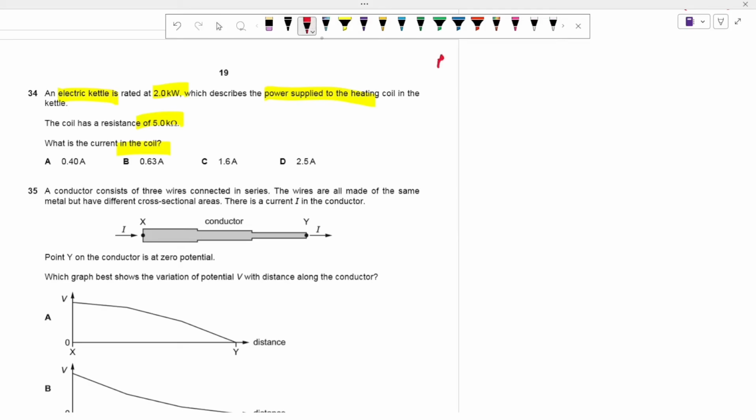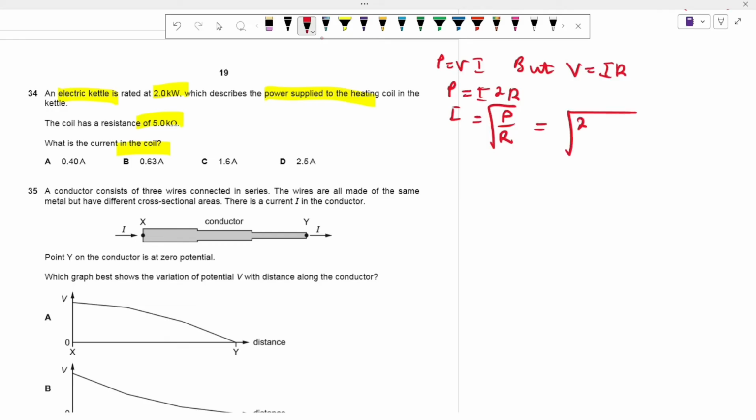So we now know that P is equal to VI. But I know that V is equal to IR. So if I do my substitutions, P will be equal to I squared R. So if I want to find I, given resistance, it will just be the square root of P divided by R. So it's the square root of, what is my P? 2000. What is my R? 5000. What current do I get?